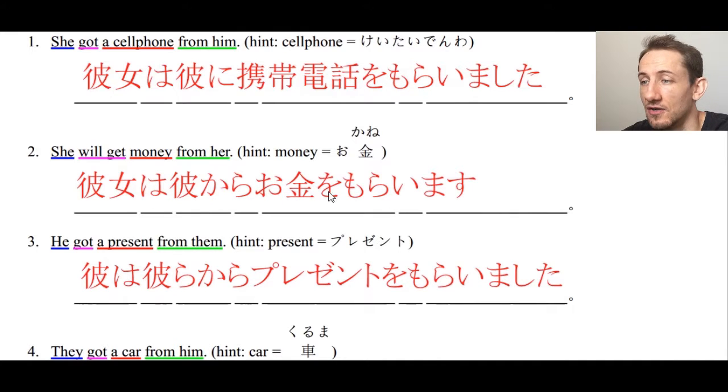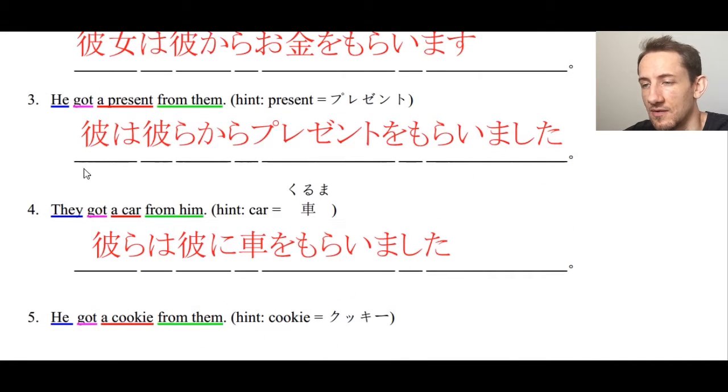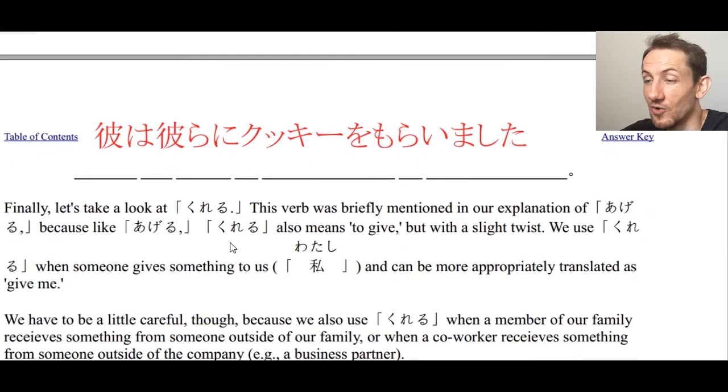彼女は彼からお金をもらいます。Number 3, he got a present from them. 彼は彼らからプレゼントをもらいました。Number 4, they got a car from him. 彼らは彼に車をもらいました。And number 5, the last one, he got a cookie from them. 彼は彼らにクッキーをもらいました。Alright, so we're almost done.